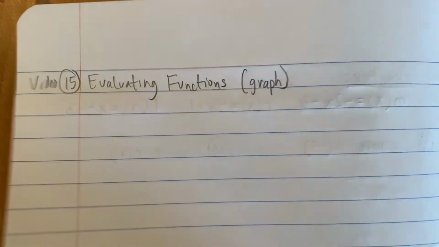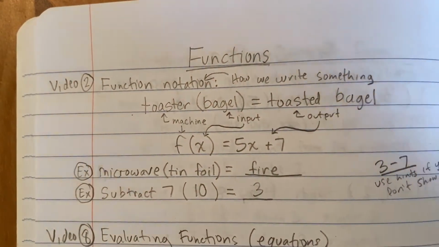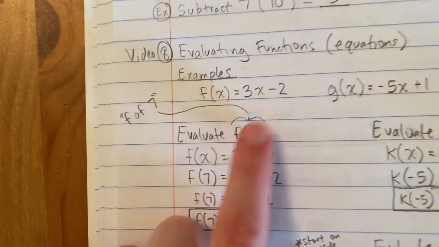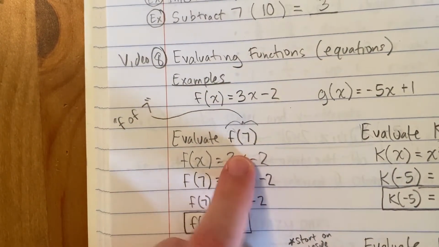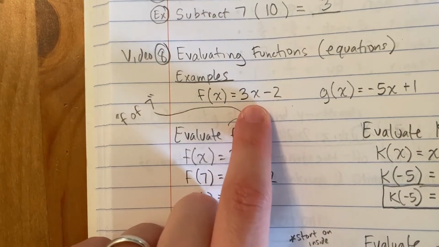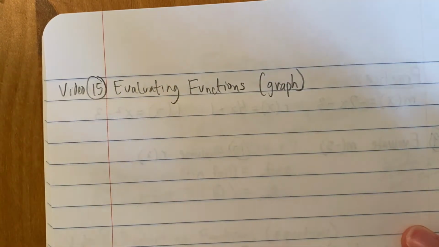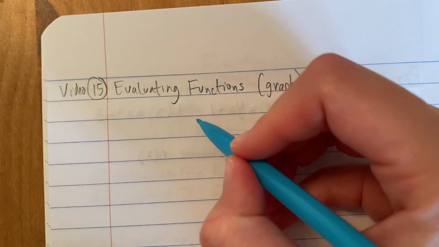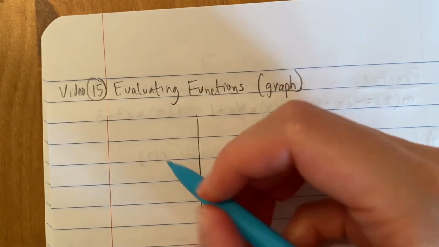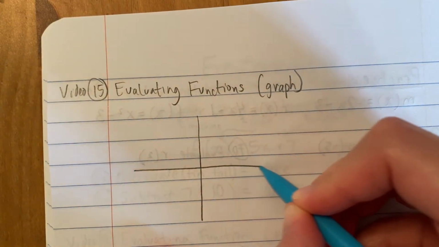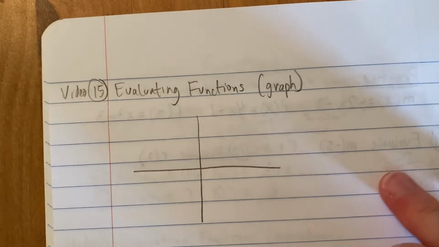Because when we did it with equations, we were given a function, and the function was something like this, and then we were given an input, like 7, and then we had to plug it in and find the output. Now we're actually going to go through the same process on a graph. But here's what you need to know on a graph. I'm just going to sketch, and you should sketch with me.